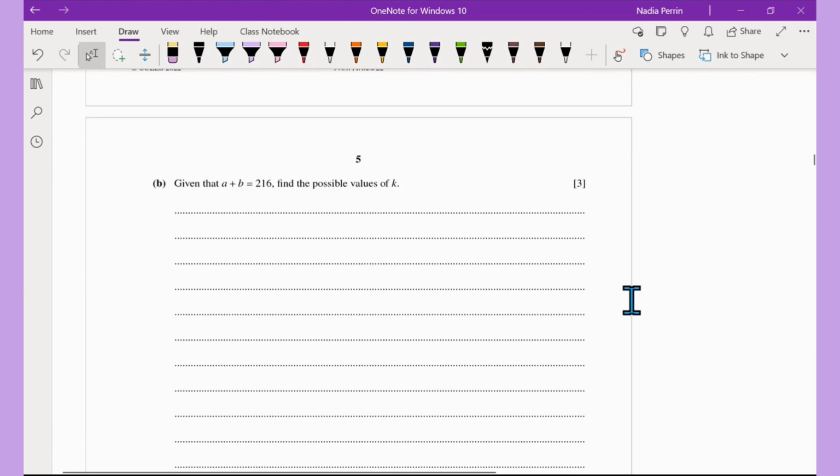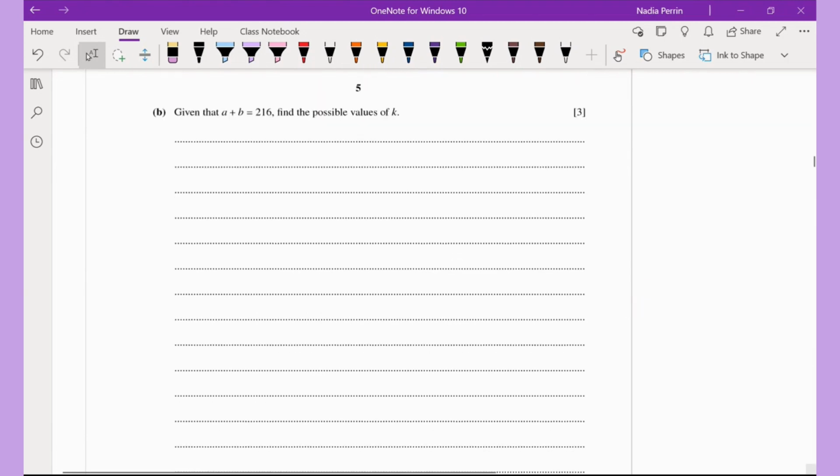Right, let's have a look and see what they want us to do with those. Given that A plus B equals 216, find the possible values of k. So we're going to be taking our answers from above. Of course, there would be follow through if you had got them wrong. So we had 80k to the power of 4 plus 24k squared, and that equals 216. Now, looking at this question, my hope would be that you would notice it to be a quadratic, a disguised quadratic.